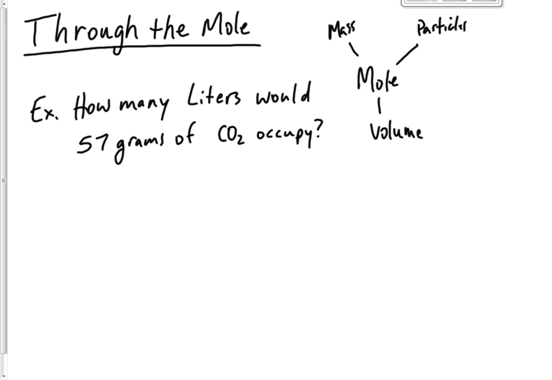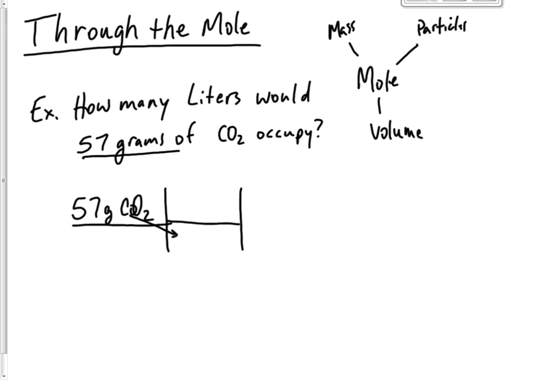How many liters would 57 grams of CO2 occupy? The steps are the same. We're going to take what we started with, so 57 grams of CO2, and immediately we're going to put grams of CO2 down there. Now we have to work through the moles, so this first one has to go to moles. If you remember from the previous video, the way to get grams to moles is using the periodic table. So we're going to do that under here.